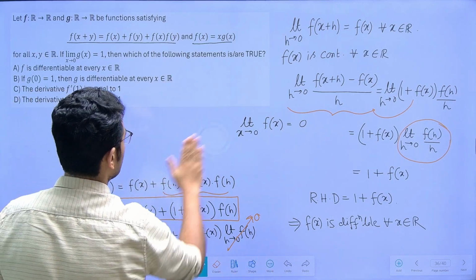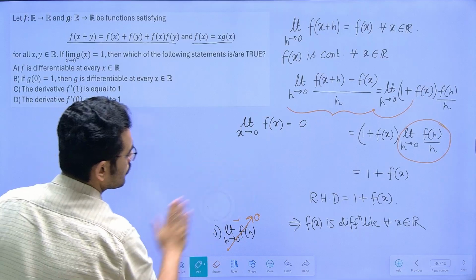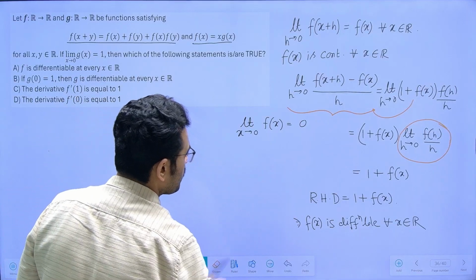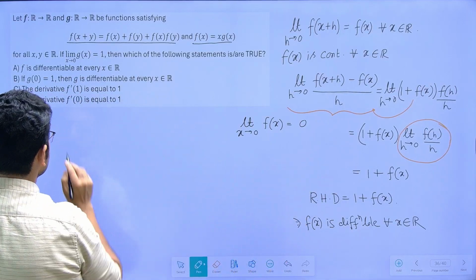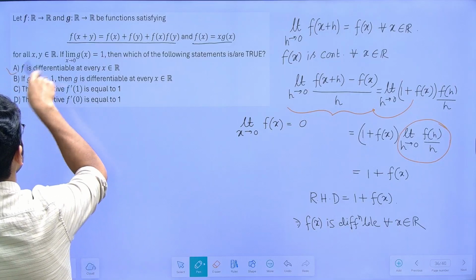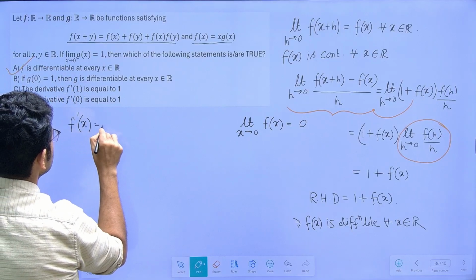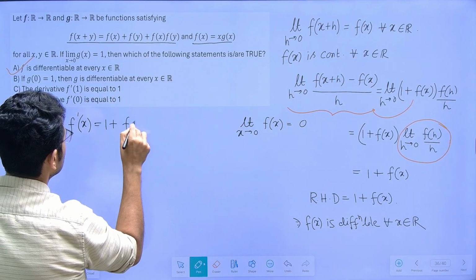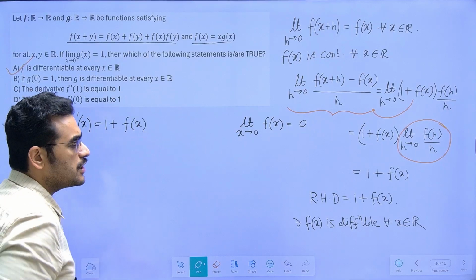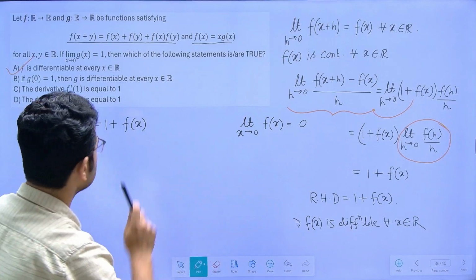So that much that we have proved. Now we got the differential equation here. So the first option is correct: f(x) is differentiable for all x belongs to R, and f'(x) is equal to 1 plus f(x). This is the differential equation that we have got from here.